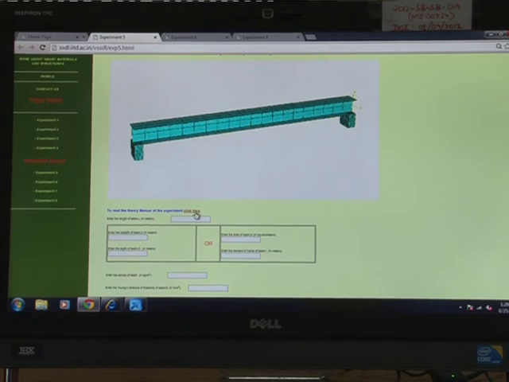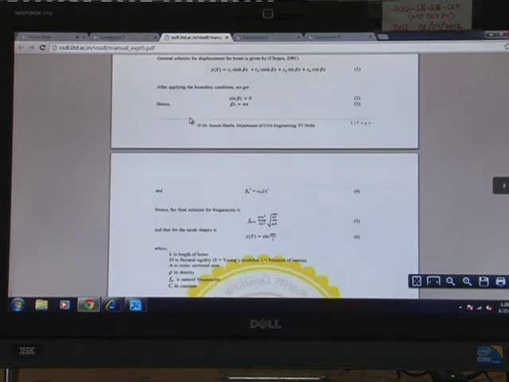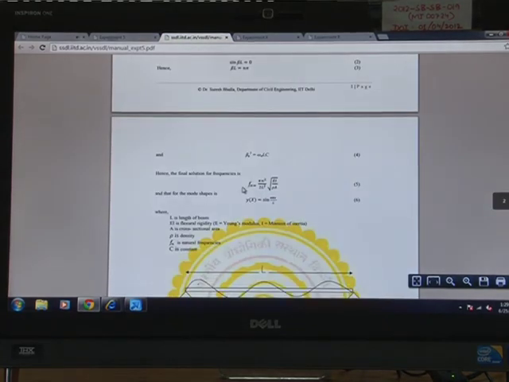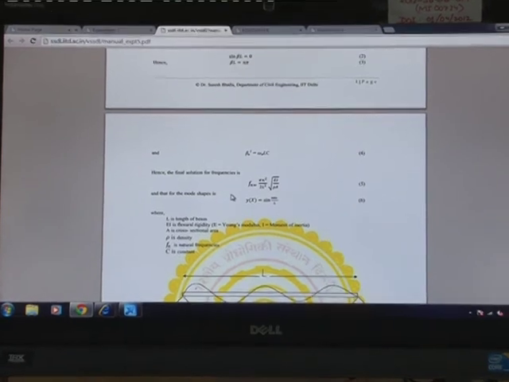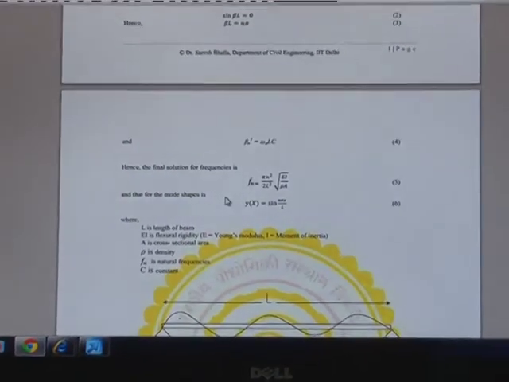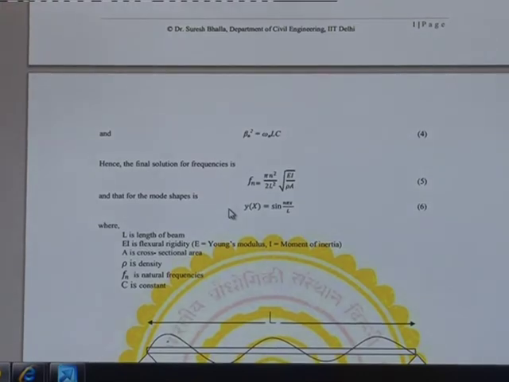Now, if we go through the manual, then we can see that the natural frequency is given by the formula, Fn equals pi n square by 2 L square, square root of EI by rho A, and the mode shape is given by Y(x) equals sin(n pi x by L), where L is the length of the beam, EI is the flexural rigidity, A is the cross sectional area, rho is the density, and Fn, which I already told, is the natural frequency.